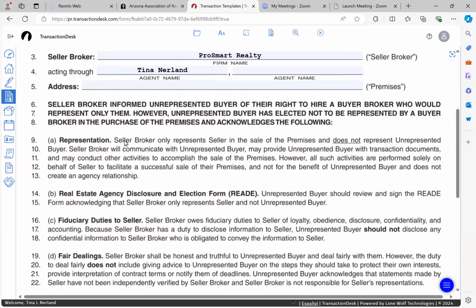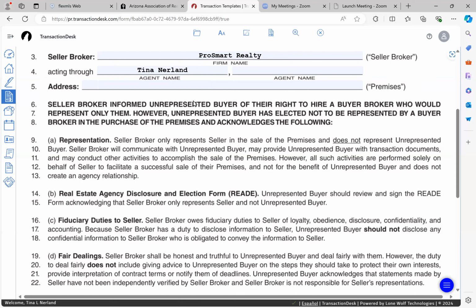And this form states that seller broker informed unrepresented buyer of their right to hire a buyer broker who would represent only them. However, unrepresented buyer has elected to not be represented by a buyer broker in the purchase of the premises and acknowledges the following. The seller broker only represents the seller in the sale of this premises and does not represent unrepresented buyer. Seller broker will communicate with unrepresented buyer, may provide them with transaction documents, and may conduct other activities to accomplish the sale of the premises.